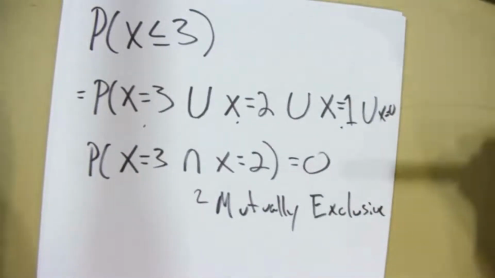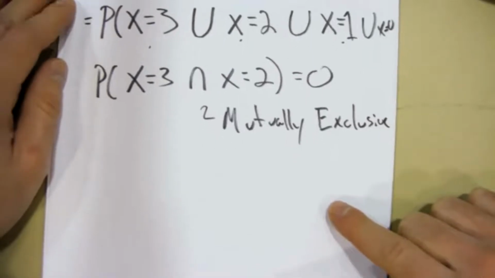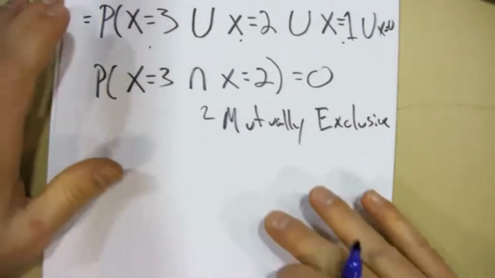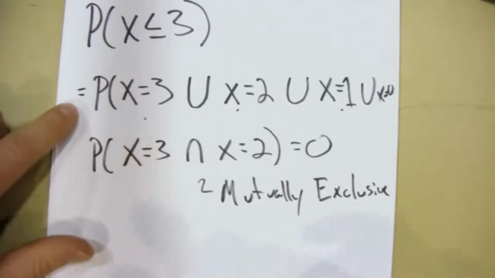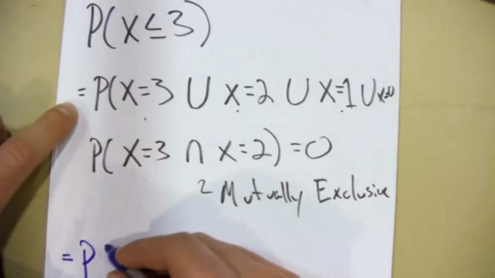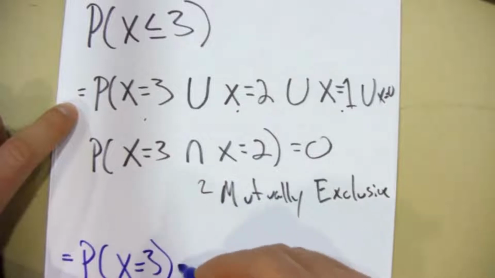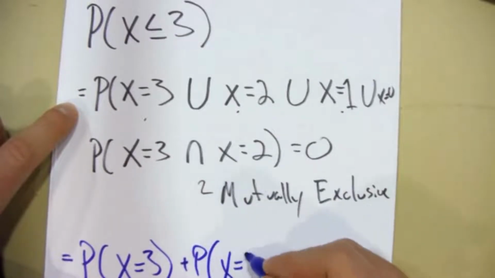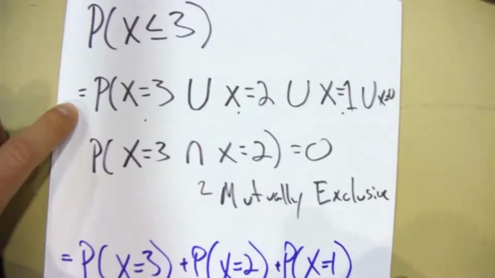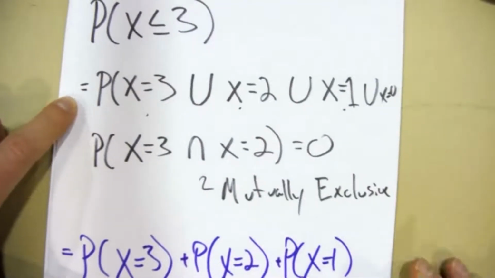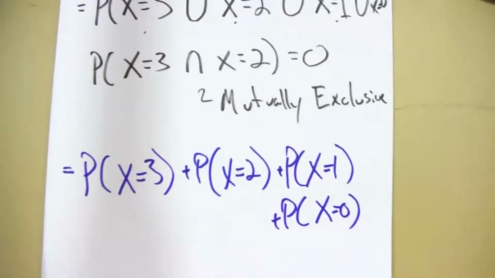I'm going to switch colors. I think my black marker might be running out here. So really we can rewrite, so I'll keep this on the same screen, this union as the probability I see x equal to 3 plus the probability I see x equal to 2 plus the probability x is equal to 1 plus the probability x is equal to 0, right?